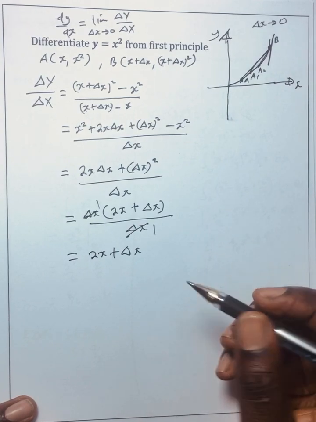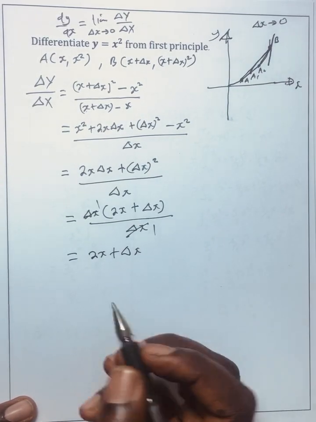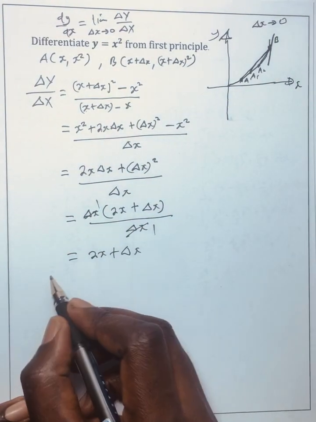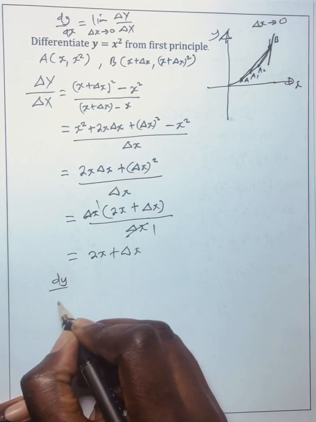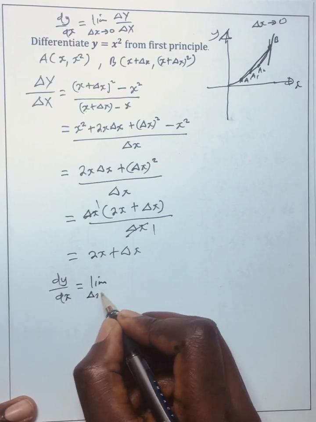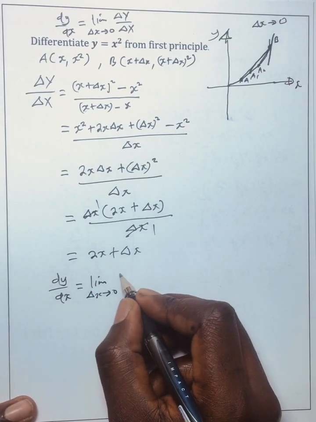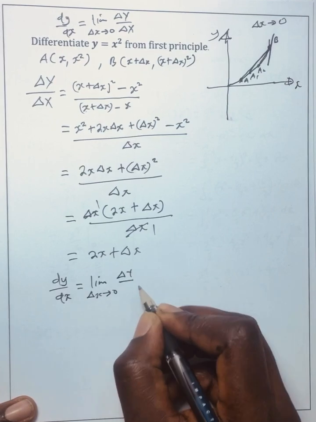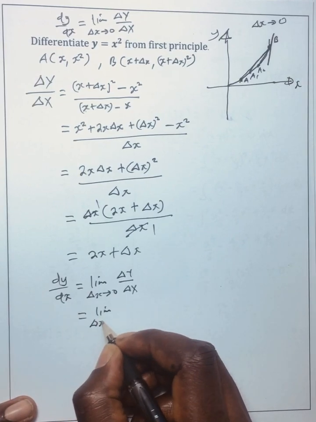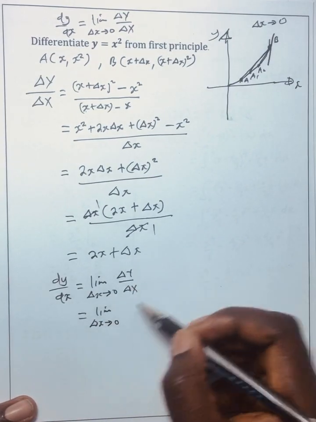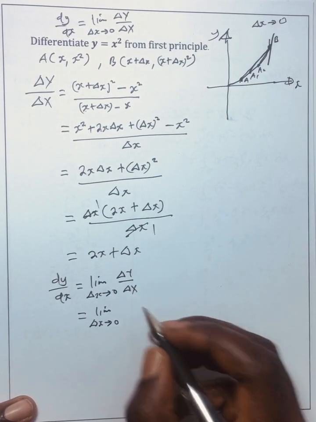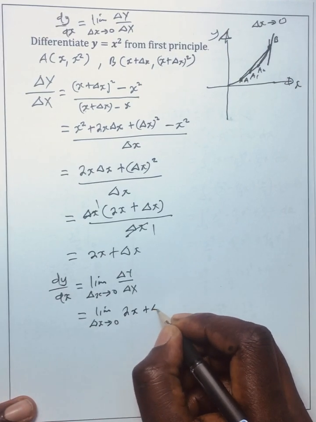You can use this to obtain dy/dx, or the derivative of that particular curve y is equal to x squared. So you will say that dy/dx is given by the limit as that small change in x tends to 0 of the gradient. That is the same as the limit as change in x tends to 0 of our gradient, which is this one here, 2x plus small change in x.